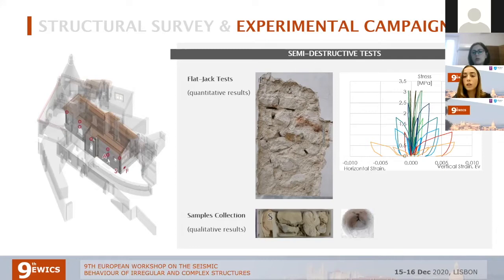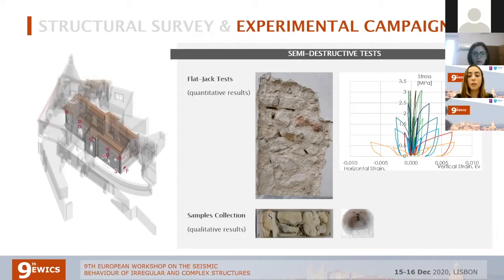Here there is a graphic of the results of the flat jack tests for the entire palace. You can see here the heterogeneity of the masonries that we have, some very stiff, others not so much. Also, the samples we collected did not have a lot of cohesion. Most of them were difficult to extract and difficult to obtain in one piece.